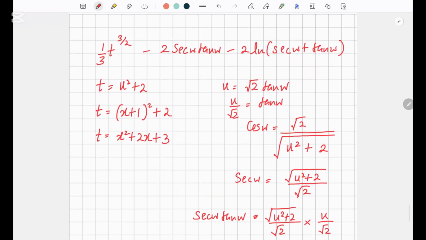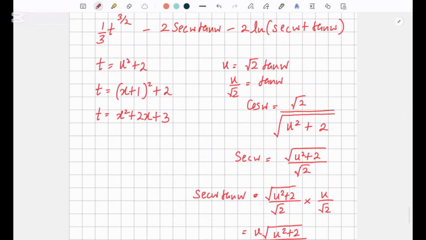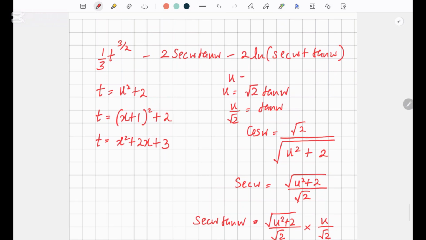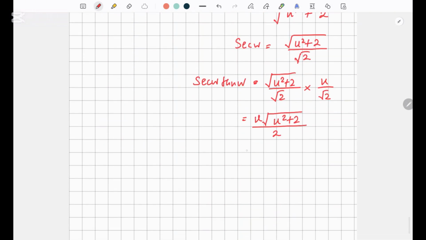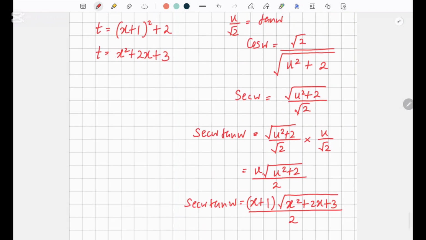And you had u equals x plus 1, right? We had u equals x plus 1. If you put that in, you'll have x plus 1 into root x plus 1 squared plus 2, which is x squared plus 2x plus 3, over 2. So sec w tan w is this, alright?